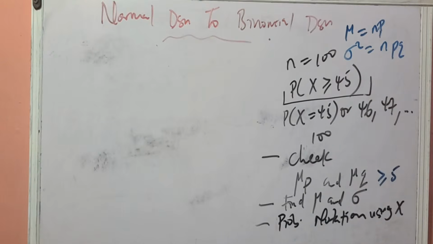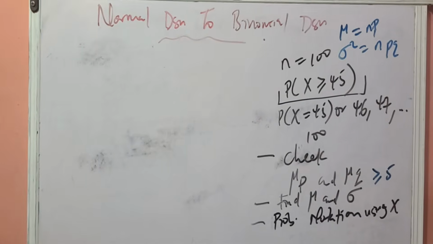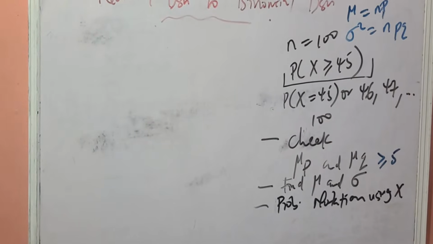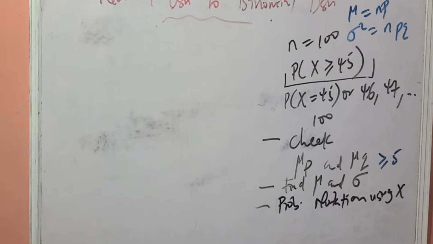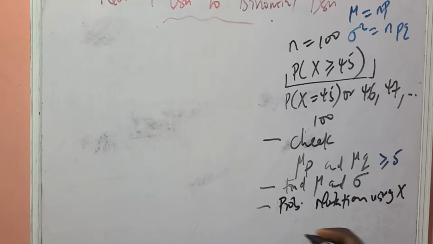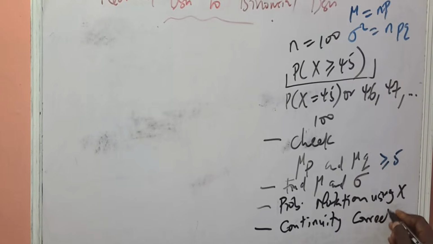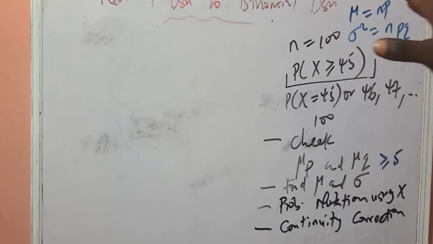So you do that, and the next thing, which is the most important of all these things we're talking about here, is that you want to go on to use what we call continuity correction. Now, this is continuity correction. This is where I'm going to spend a little bit of time to explain, because you want to make use of continuity correction. This is very vital for you to get the right result.